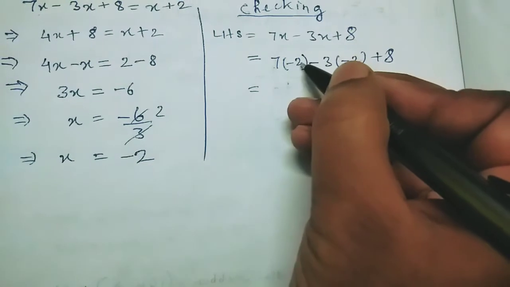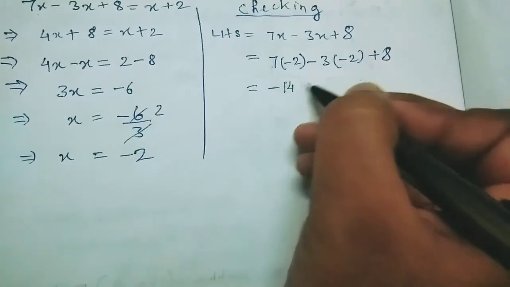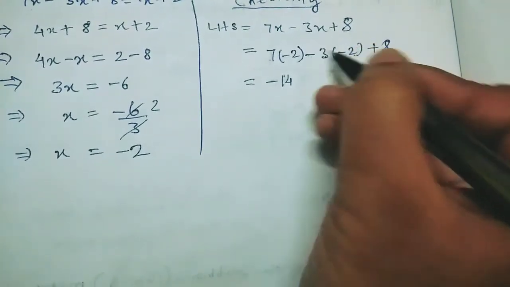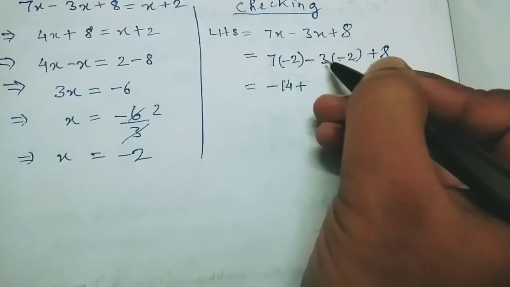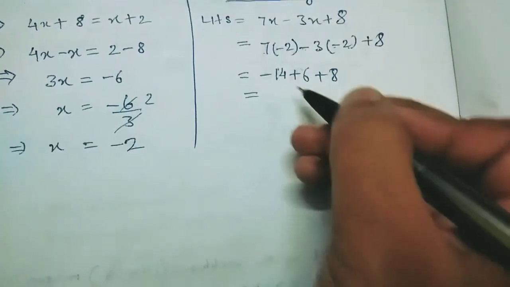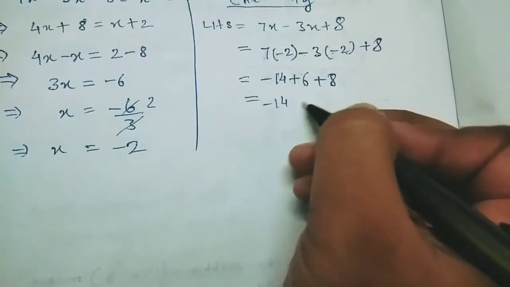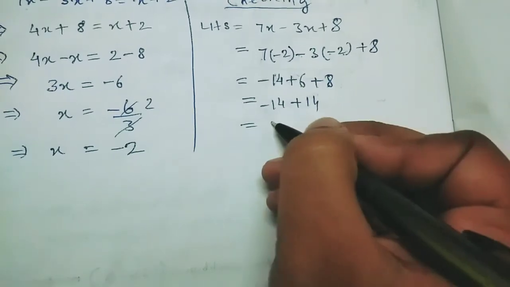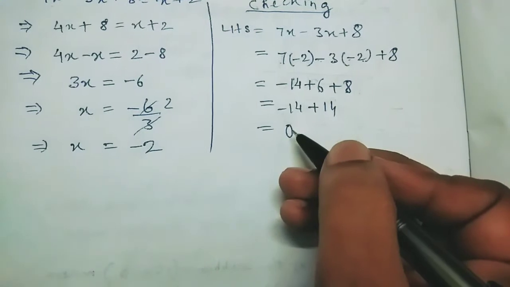So 7 into 2 is what? 14, and minus is there, so it will be minus 14. Then 3 twos are 6, and minus into minus is what? Plus. So plus 6 plus 8. Then minus 14. So 6 plus 8 is what? 14. So it's plus 14. Minus 14 plus 14 is what? 0. Okay, so LHS value is coming 0.